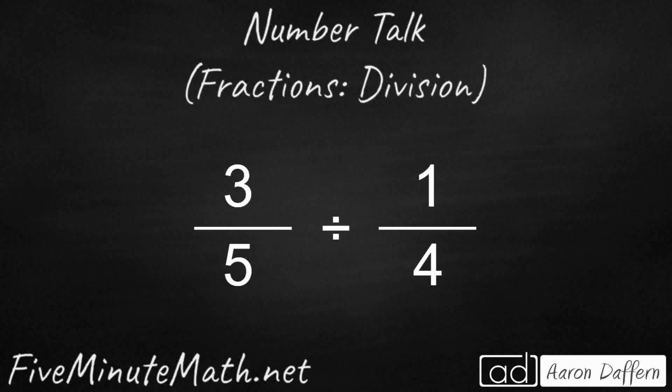Today, for our number talk, we are dividing fractions. 3/5 divided by 1/4. Now, this is our dividend. So that's the number we want to start with. We're going to take that as our total, and we're going to divide that into 1/4.